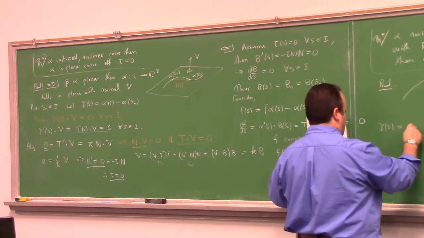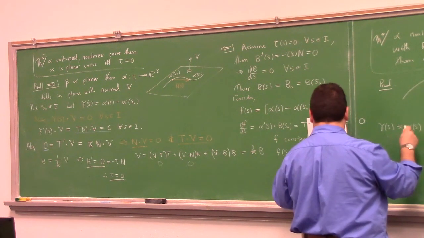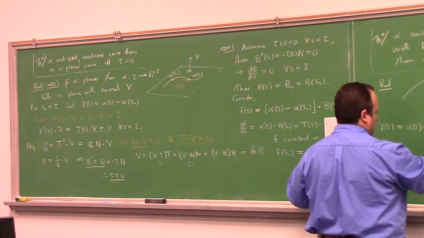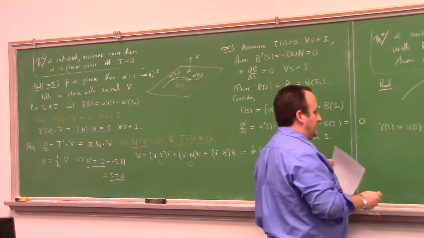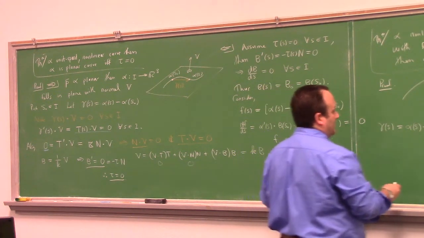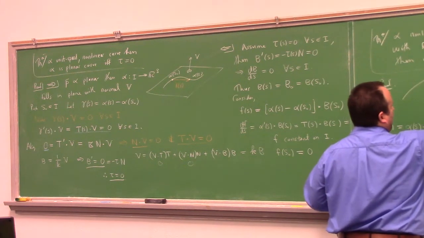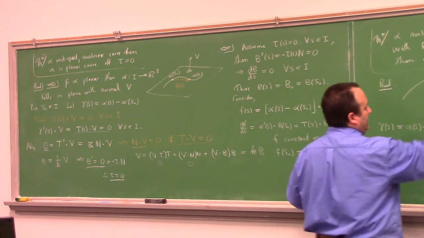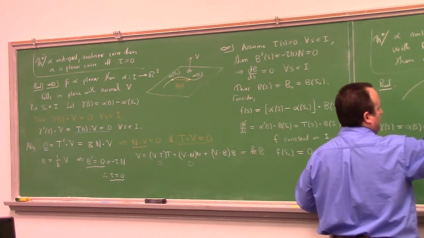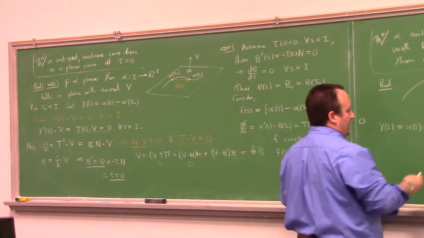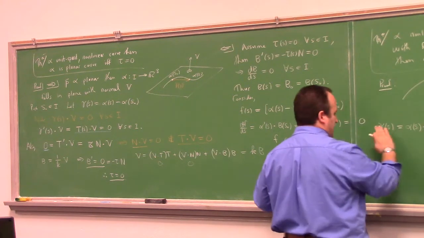Alpha of s plus r times n of s. Let me try that. One second here. So this point here would be alpha of s. N of s should be like this, right? And so this point C down, let me erase this for a second.